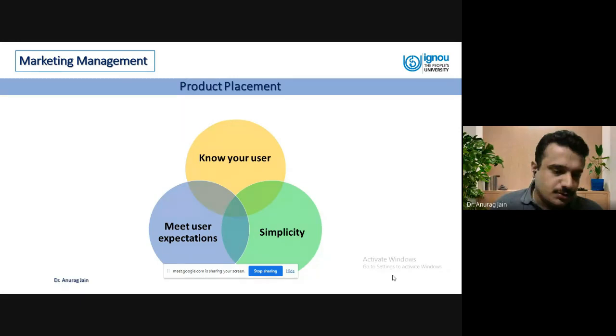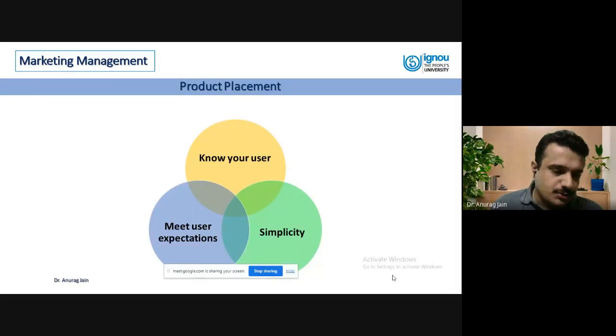Why should it be simple? Because the basic purpose of that product should be fulfilled. The basic reason for which the product has come up in the market should get fulfilled, and that comes out of simplicity. The third important aspect with product placement is meeting the user expectations, right? And it is really important. At the end of the day, if you create a very great product, you price it very high, you put lots of effort into your promotion, but it is not meeting your customers' expectations, then definitely there will be low acceptability of your product in the market.